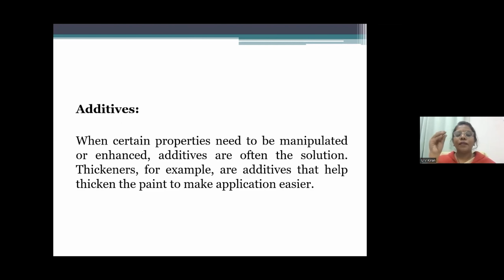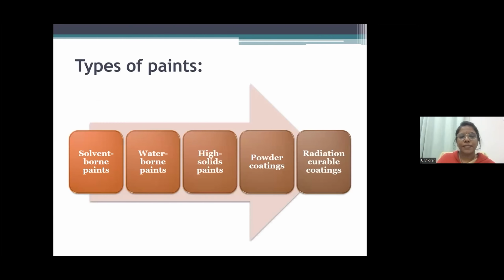Additives are used when you have to manipulate certain properties of the basic paints, along with all the other four components. Thickeners or some chromatic substances are usually used so that they give an additional property to the paints. So in general, there are five types of paints which are generally available in the market.